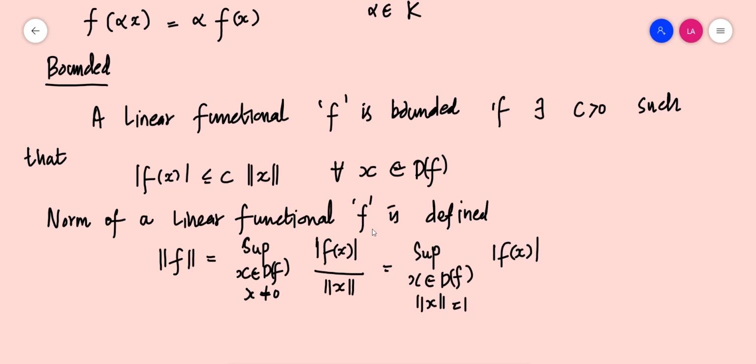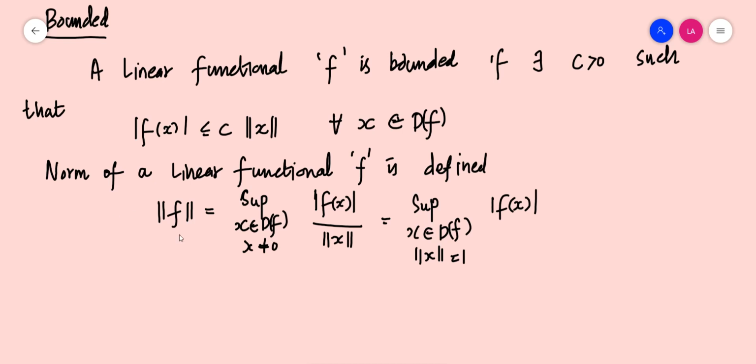We have defined this definition in the case of a linear operator. We have only replaced the T by f and norm of Tx by modulus of f of x, because f of x is actually a value in the scalar field. So there the norm is not needed, modulus is enough. So this is actually the definition of the norm of a linear functional.